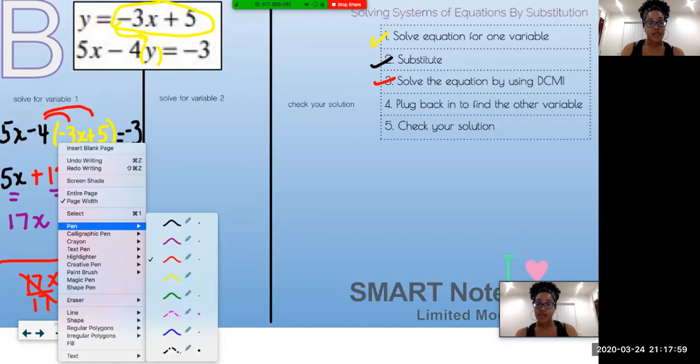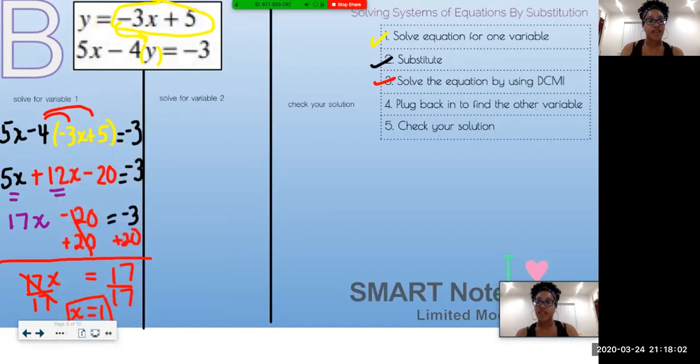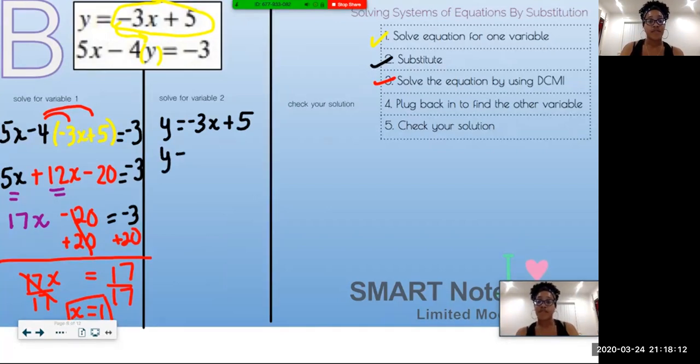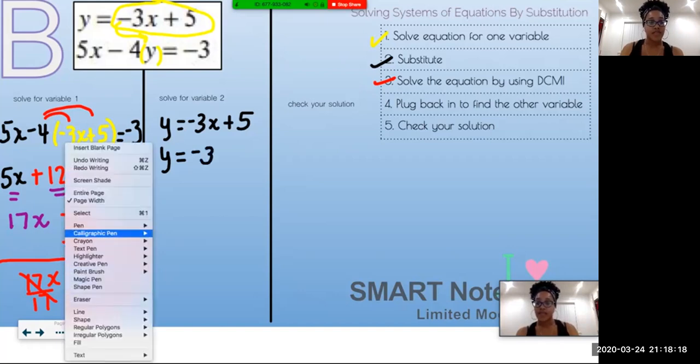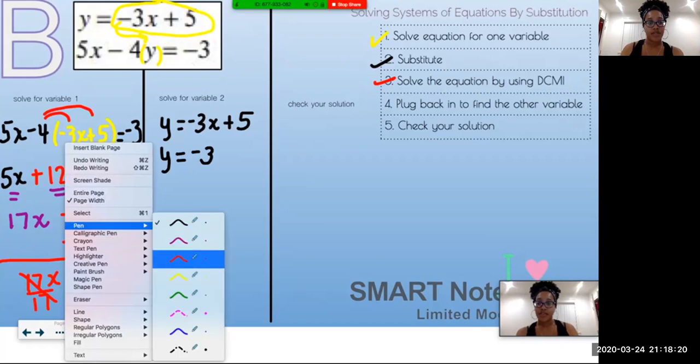I'm going to go select my black ink. The first question said, y equals negative 3x plus 5. So I don't know what y is. That's what I'm trying to solve for. Equals negative 3. We just figured out that x was equal to 1.